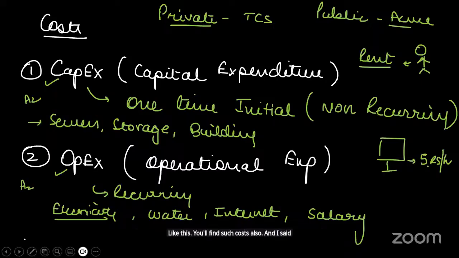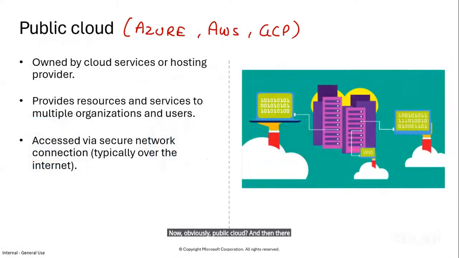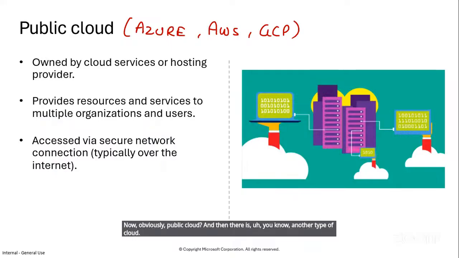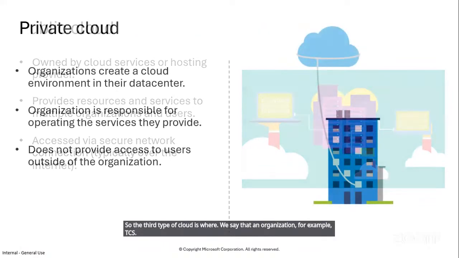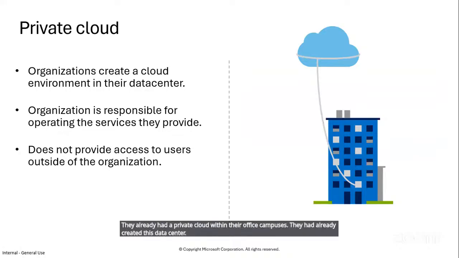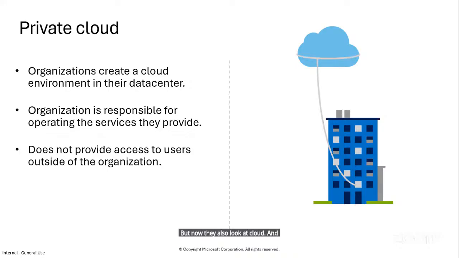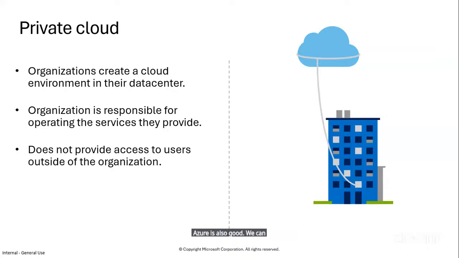Is this clear to everybody? Yes or no? Any doubts in the two types of clouds we've seen? Now, obviously, public cloud, and then there is another type of cloud. So the third type of cloud is where an organization, for example TCS, already had a private cloud within their office campuses. They had already created this data center, but now they also look at cloud and they're like, public cloud, Azure is also good, we can create some of our resources on Azure also.